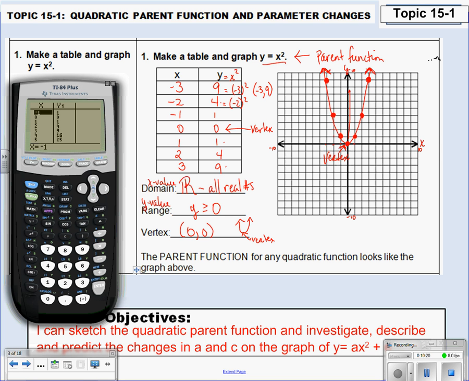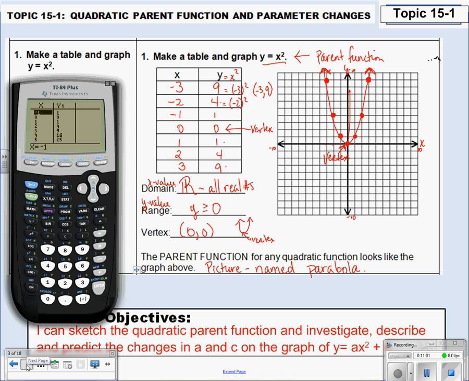So this is your parent function of a quadratic. Your quadratic functions, any other quadratics that you draw or equations that you come up with, are always going to start with this particular parent function. The graph itself, or the picture of it, is named a parabola. But the graph itself is called a parabola. The equation is called a quadratic equation or quadratic function.